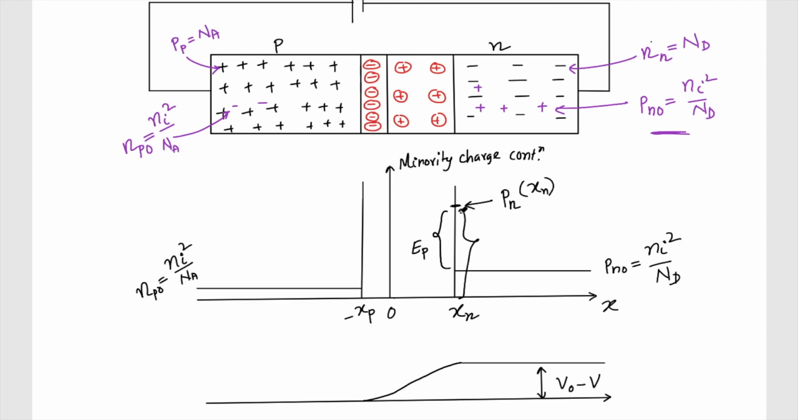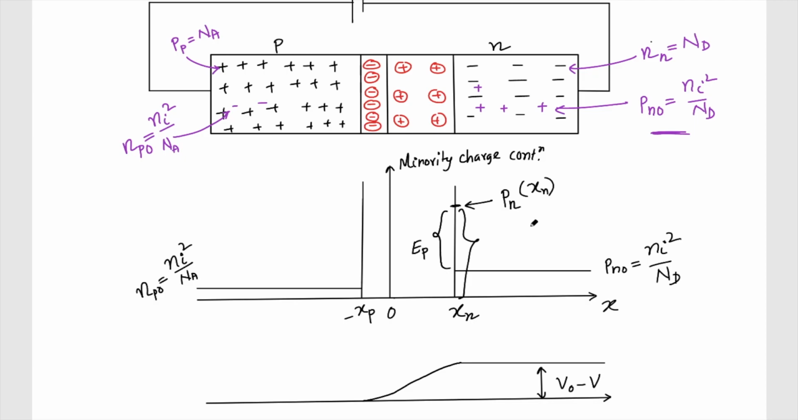So we want to find out the total holes at the n side and at distance xn from 0. So to find this value, we will again use one of the equations which we have used to find out the built-in potential.